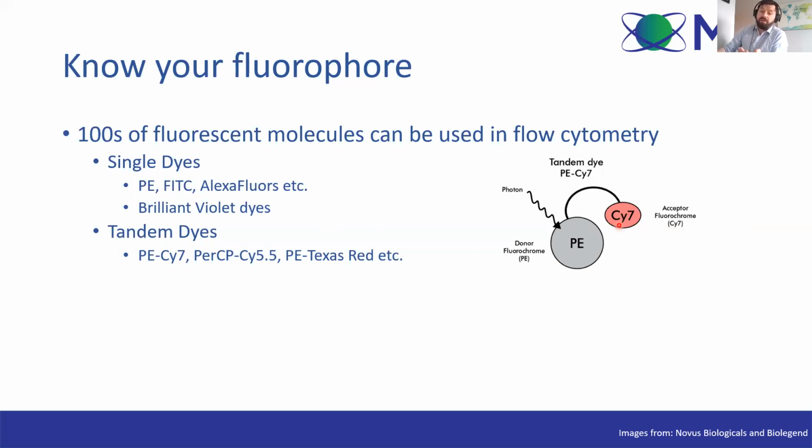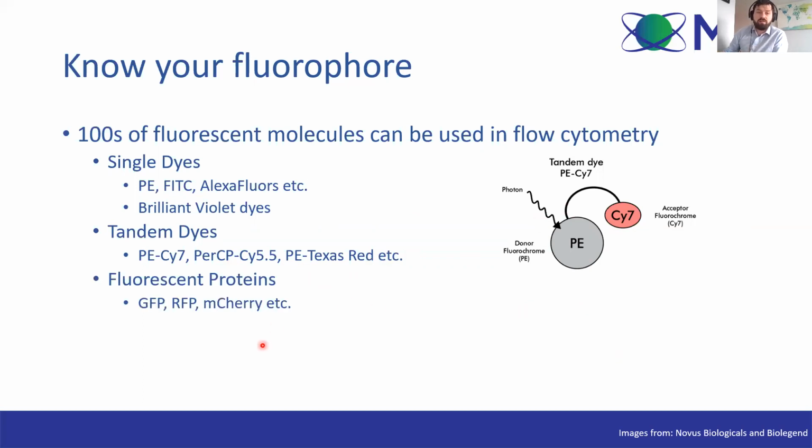So there are a wide variety of tandem dyes available. For example, here we see PE-Cy7. You get examples of PerCP-Cy5.5, PE-Texas Red, APC-Cy5.5. There's lots of different ones available.